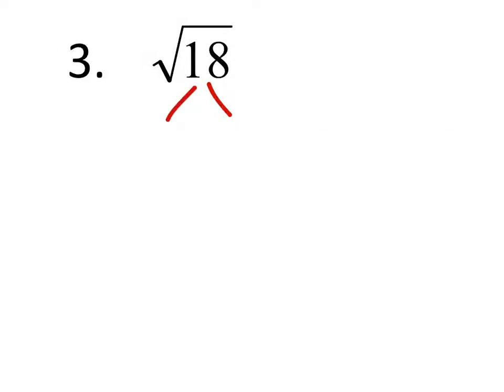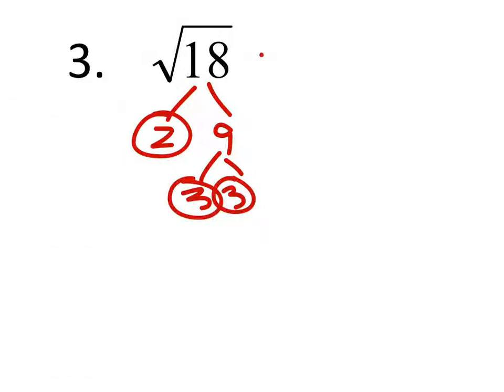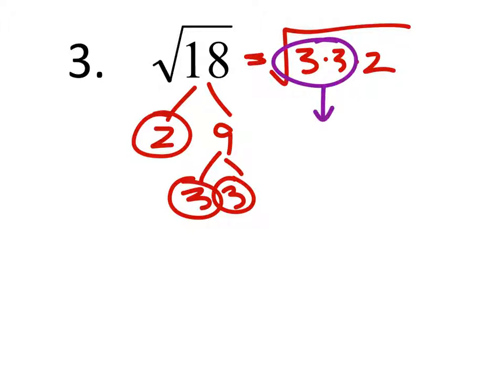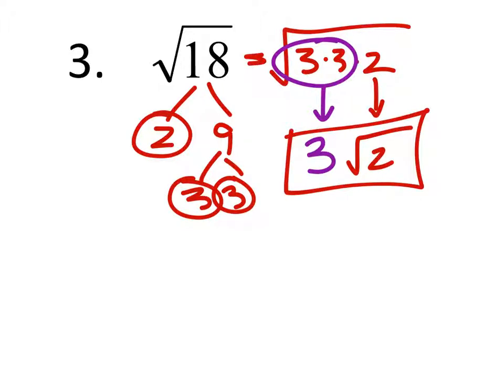So 18 is going to split up into 2 and 9. Again, there's that perfect square, right? 9 splits up into 3 and 3. So 18 is the square root of 3 times 3 times 2. Well, I found my pair of 3's to take out of that square root, and I have the 2 remaining inside. So this would be my final answer.